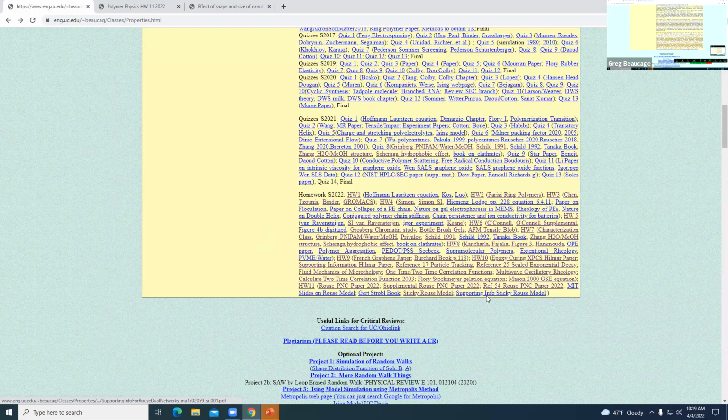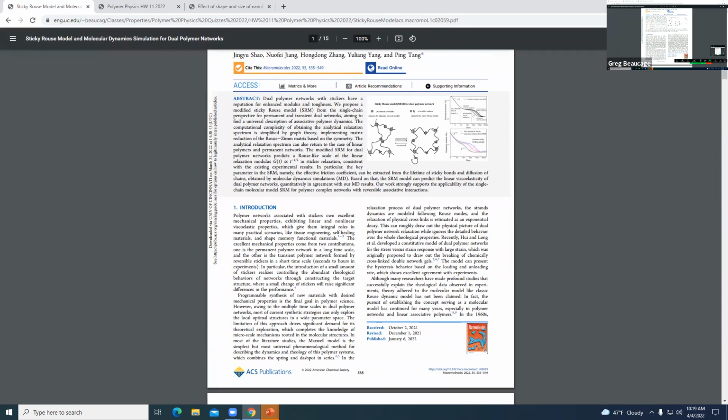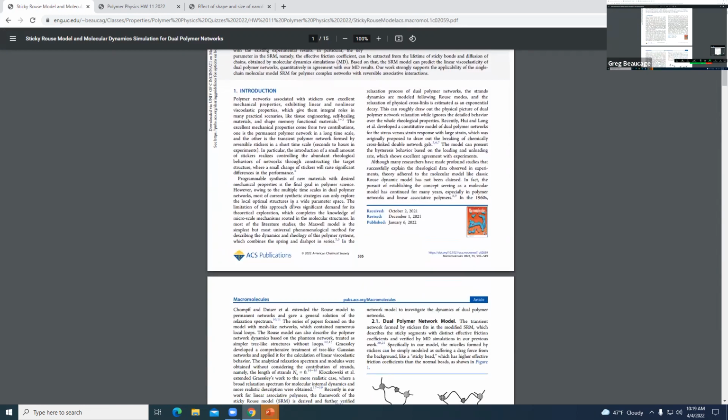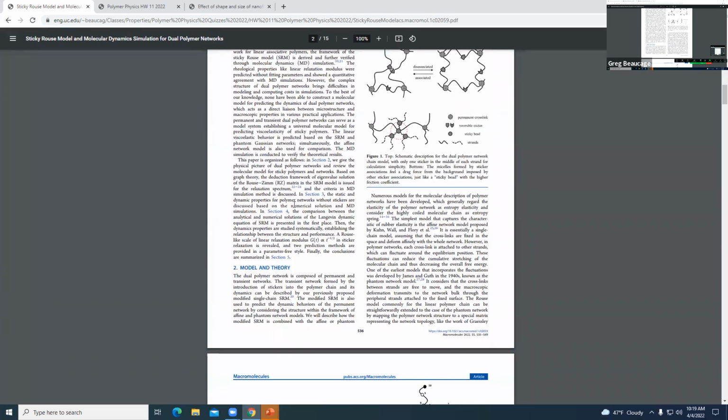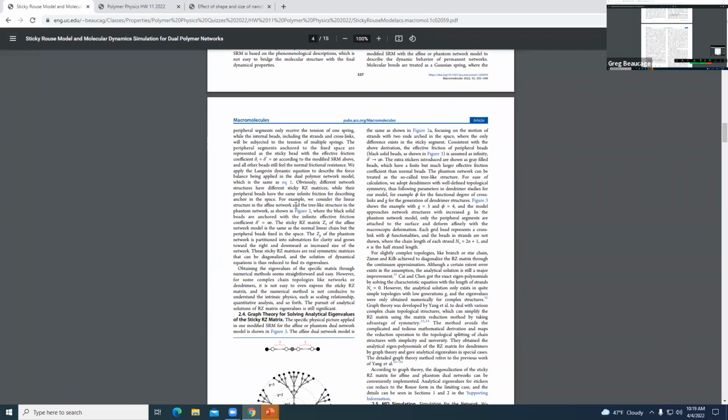I spent a whole day looking at this sticky Rouse model paper. It's got the Rouse model in it, and it's got the spectrum and everything, so it's got a lot in it. But man, this is pretty complicated if you have to go through it. It was too much, I think.